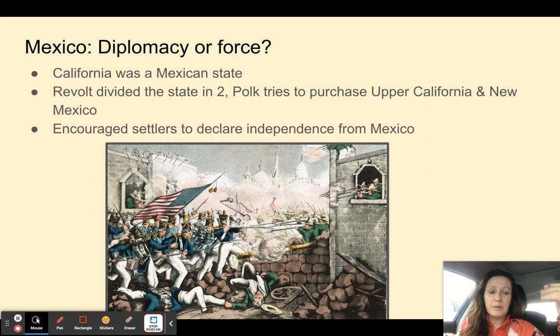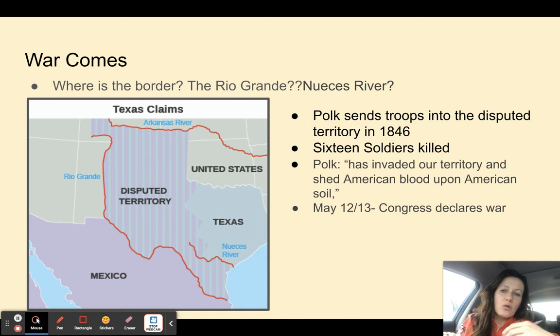California, at the time, was a Mexican state. There was a revolt in California, and it divided the state into two. Polk tried to purchase Upper California, so that would be diplomacy, and also New Mexico. He also encouraged settlers to declare independence from Mexico. So let's have Americans go to California, get enough of them there, and then they'll say, hey, we want independence from Mexico. All right, so see the strategy there? War eventually comes.